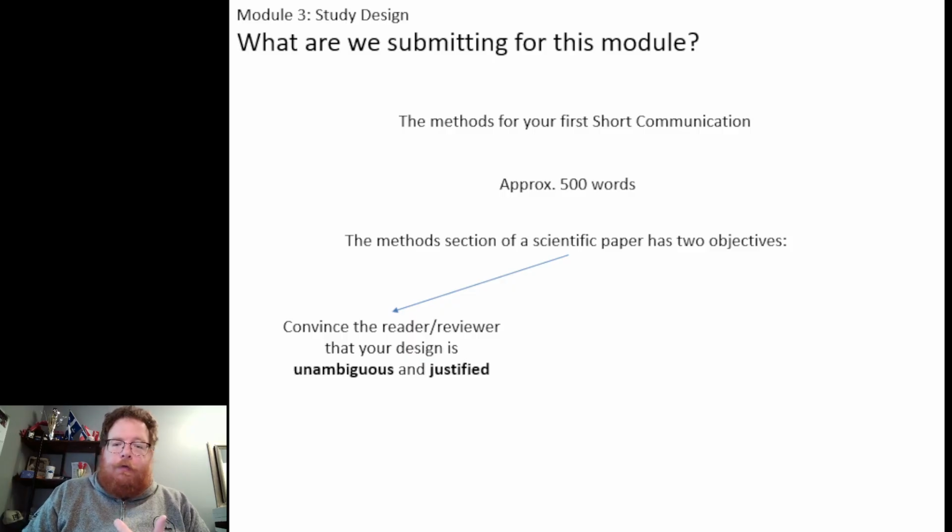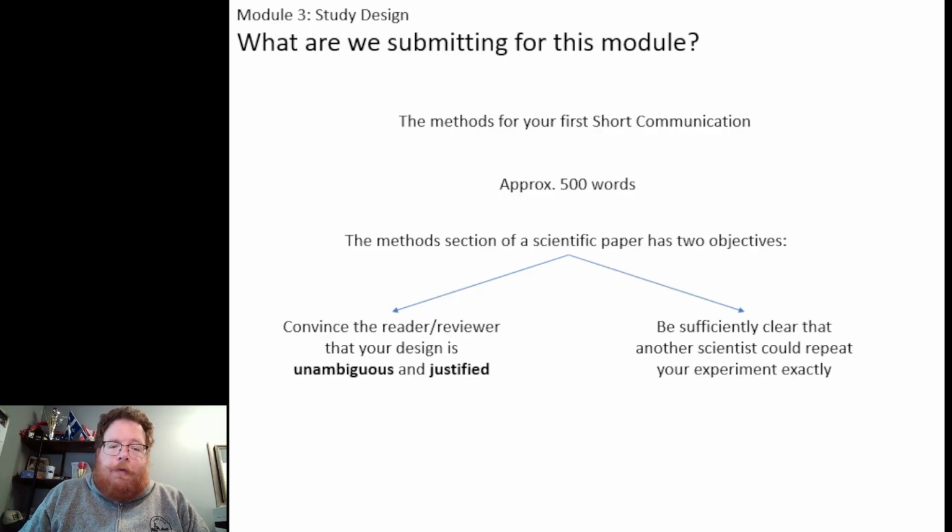Okay, now we just talked about those things. We talked about how to look for ambiguity. We talked about justifying design choices. So when you're writing the methods of your short communication, you want to make sure that you are conveying to the teaching assistant who's going to read and review your work that your study design is as unambiguous as possible and that you have justified any choices that you had to make with respect to study design. Okay? And so that needs to be incorporated into the methods section.